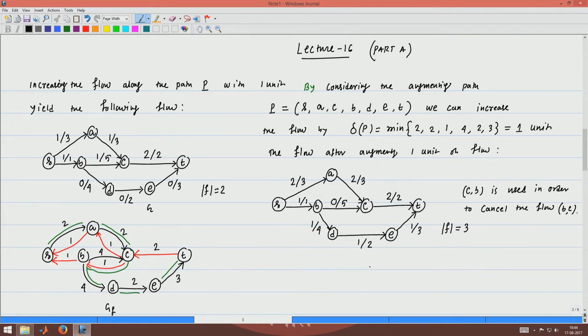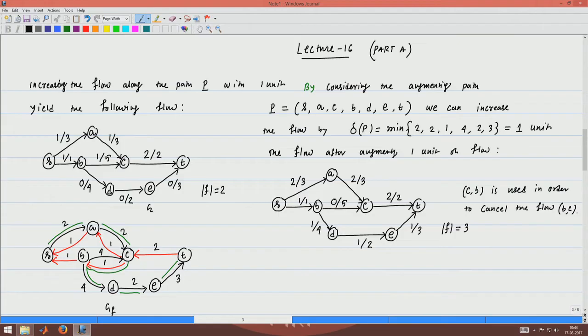Is this 3 the maximum flow possible in this network? We do not know. What you have to do is compute the residual network again with respect to this new flow, and if you can find an augmenting path, then you can augment that amount of flow along that path. If you do not find an augmenting path, you stop there and declare that the current flow value is the maximum flow value. This is what the Ford-Fulkerson algorithm is.